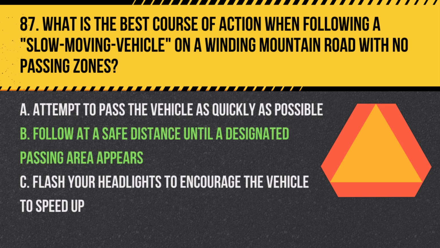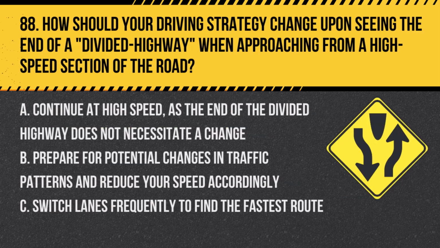Answer B. Follow at a safe distance until a designated passing area appears. Patience and safety are crucial when following a slow-moving vehicle on winding mountain roads, where visibility and road conditions can make passing dangerous. Question 88.